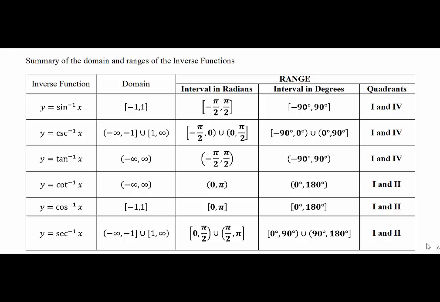Here's a summary of the inverse functions and their domains and ranges. For sine inverse, the output values are going to come from quadrants 1 and 4. Remember that the angles in quadrant 4, we think of them as negative angles. Cosecant, the reciprocal function, has exactly the same range, meaning that we choose also from quadrants 1 and 4. And once again, the angles in quadrant 4 are thought of as negative angles.